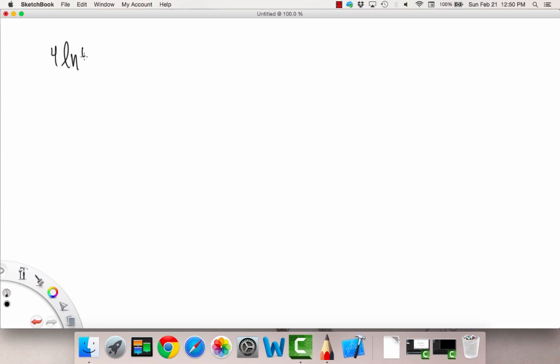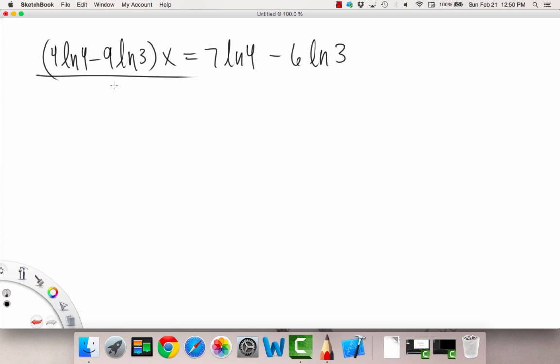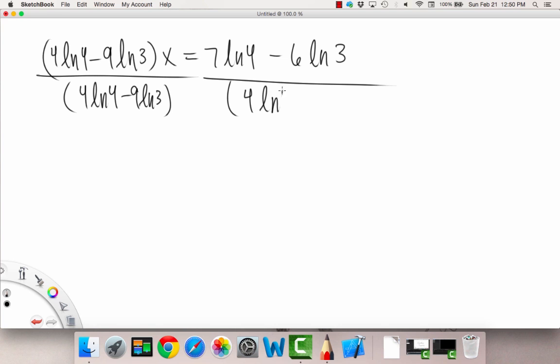So we have (4 ln 4 minus 9 ln 3) times our x is equal to 7 ln 4 minus 6 ln 3. Okay, so we're just going to divide by this parentheses thing on both sides, 4 ln 4 minus 9 ln 3. And we can do that because it's a constant, right?